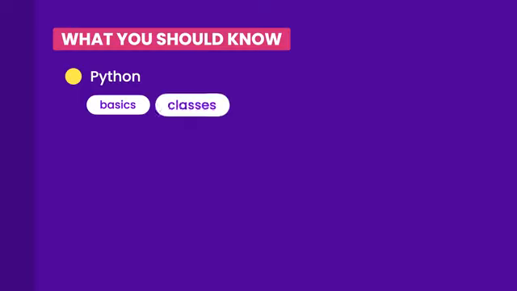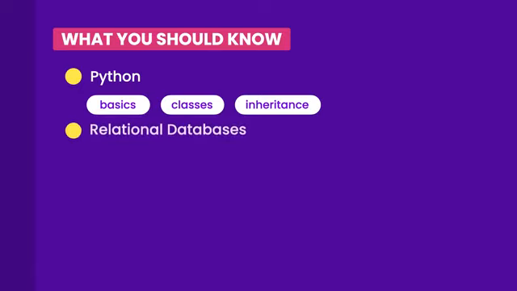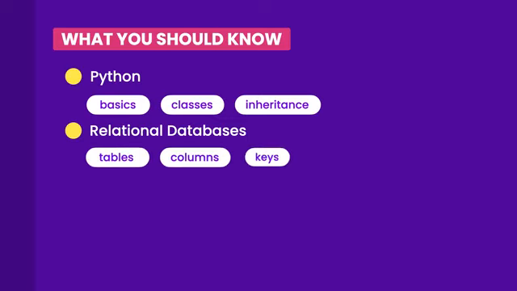Let's talk about what you need to know to take this course. For starters, you need to know Python. You need to know the basics of Python, as well as object-oriented programming concepts such as classes, inheritance, polymorphism, and so on. You should also know the basics of relational databases, so you should be familiar with concepts such as tables, columns, primary and foreign keys, relationships, and so on.